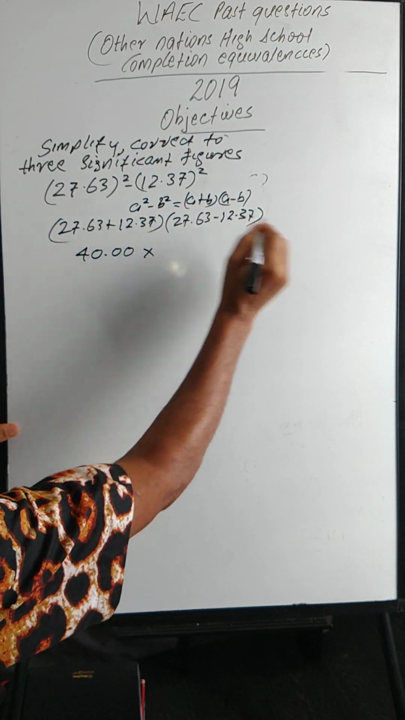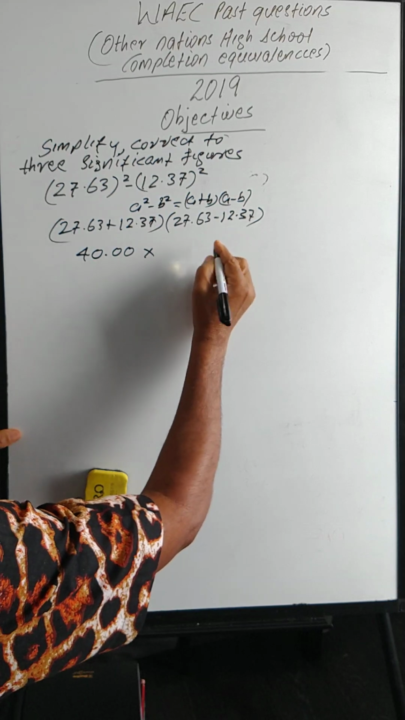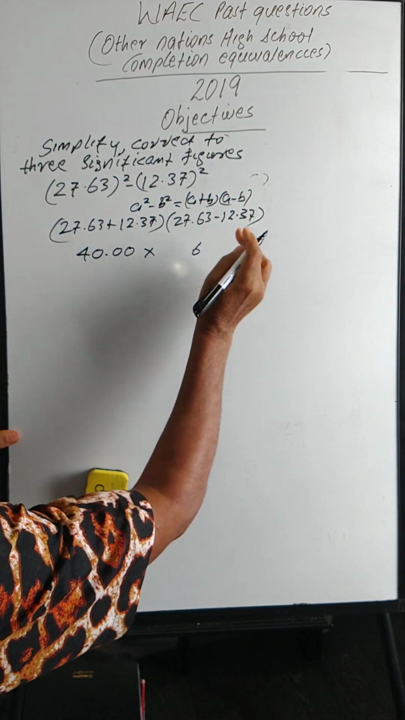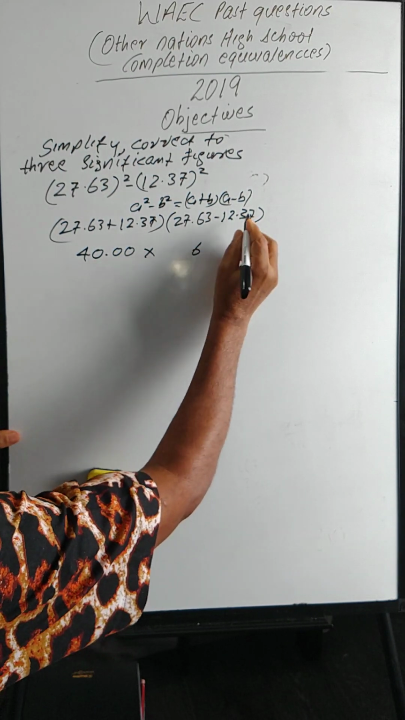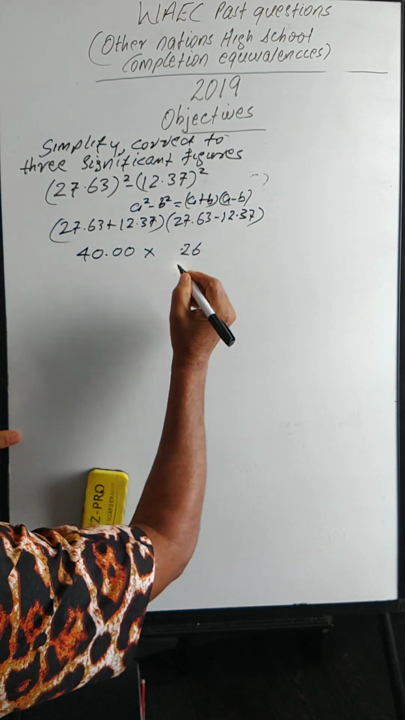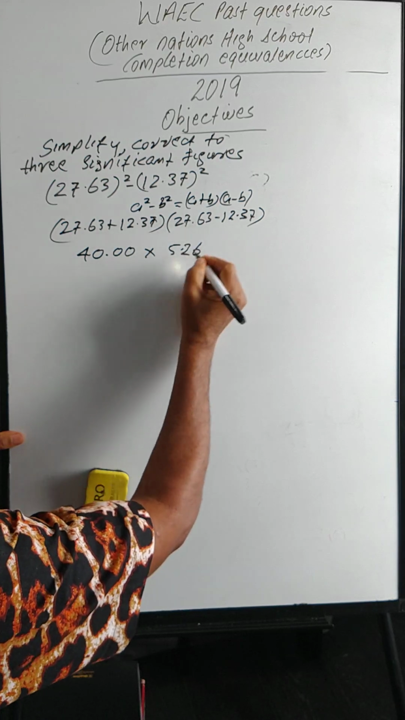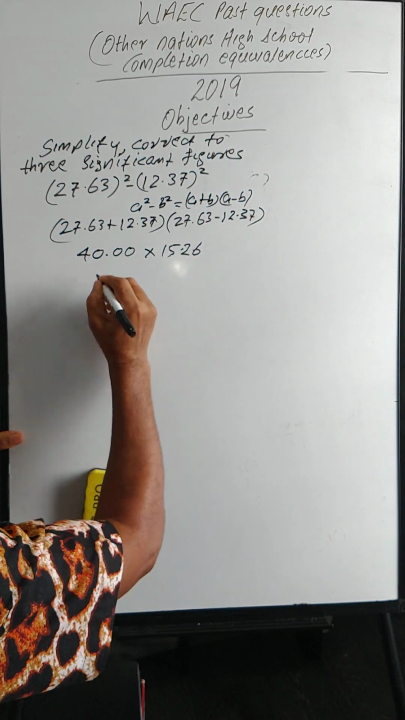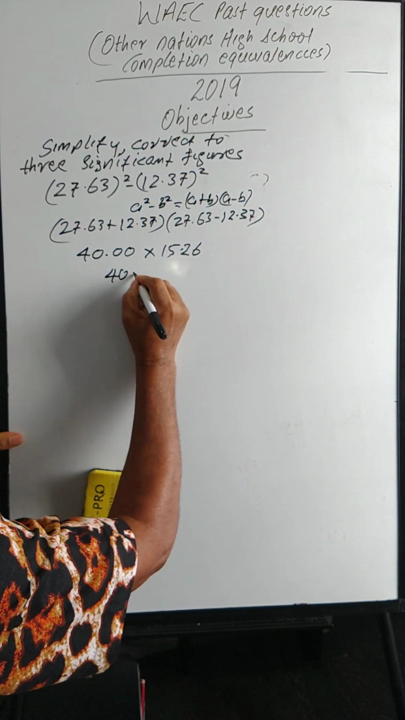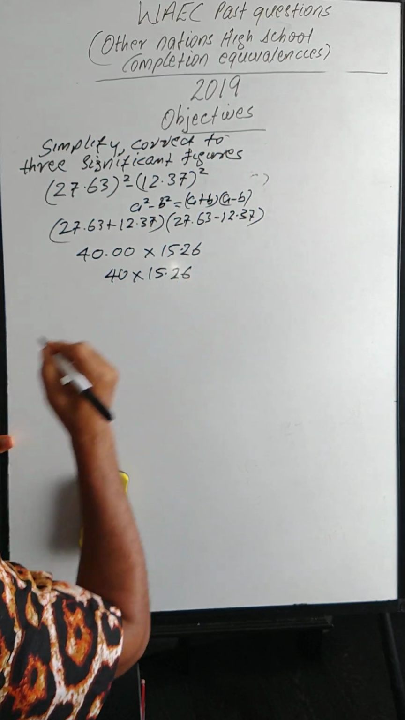This is times, we now subtract here. 13 minus 7 will give us 6. This remains 5 minus 3 will give us 2. Now we have 7 minus 2 will give us 5. And 2 minus 1 is 1. So what we have is 40 times 15 and 26.